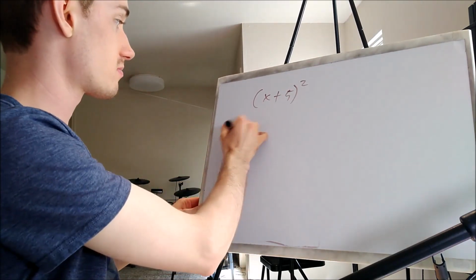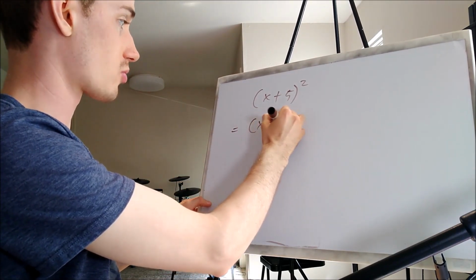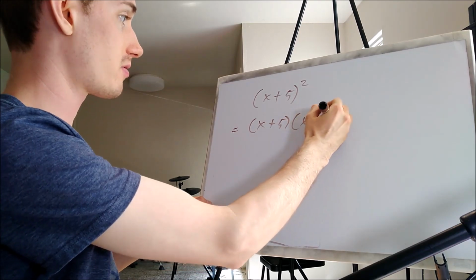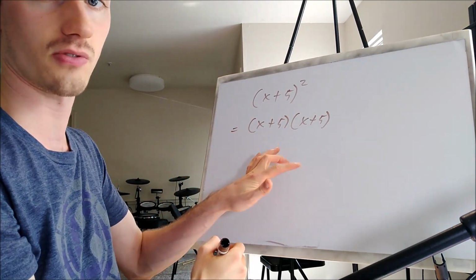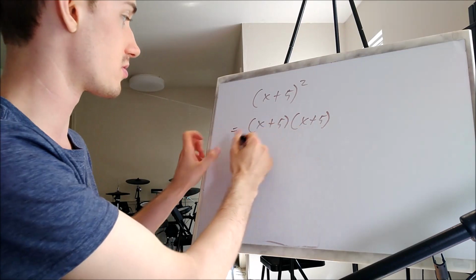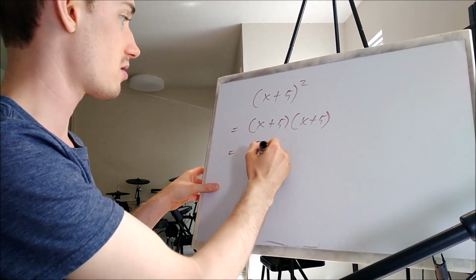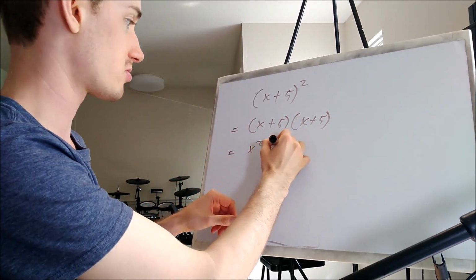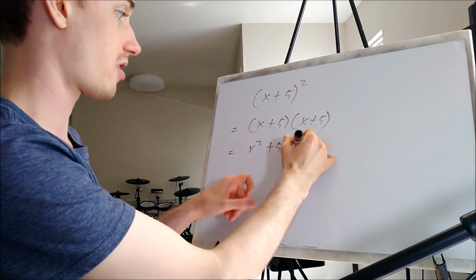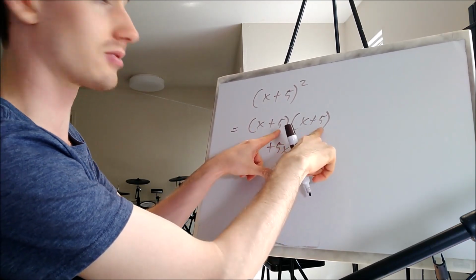To square this, of course we know that squaring means to multiply it by itself. So x plus 5 times x plus 5, we have to distribute everything. For the first ones, we get x squared. We're going to have an x times 5, so that'd be 5x. Another x times 5 is also 5x. And lastly, we have 25.